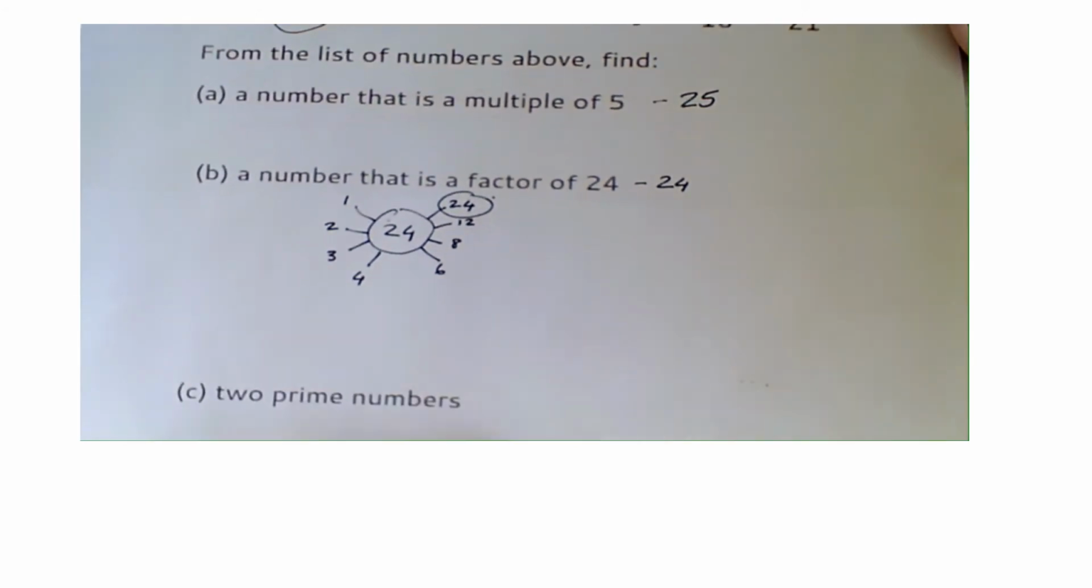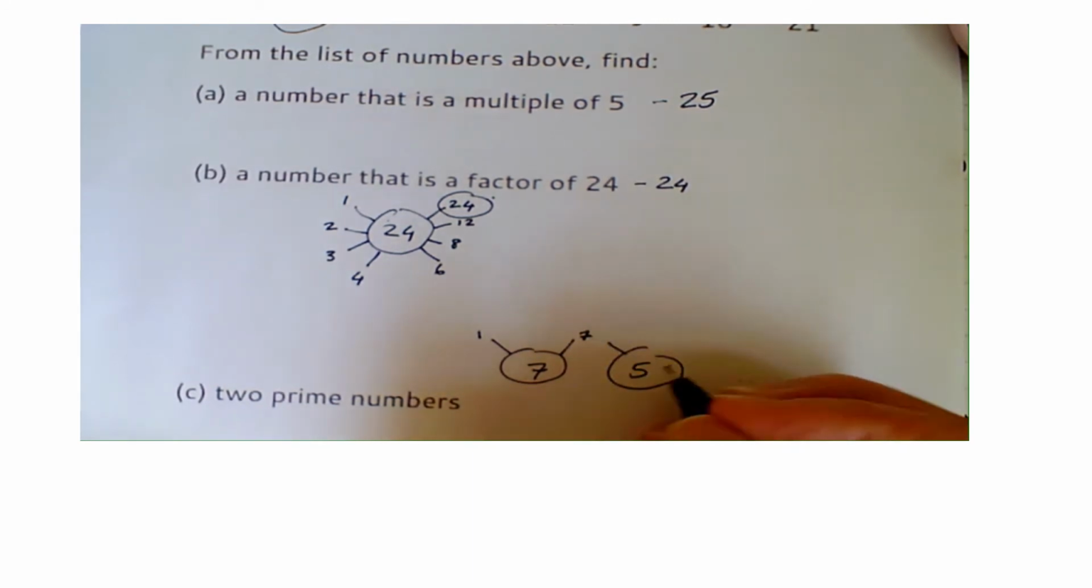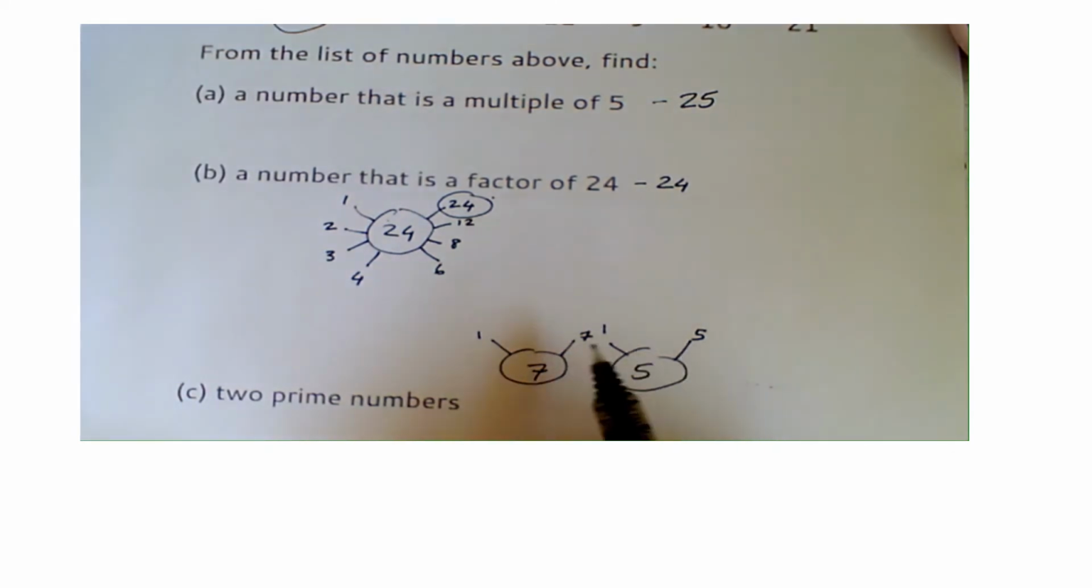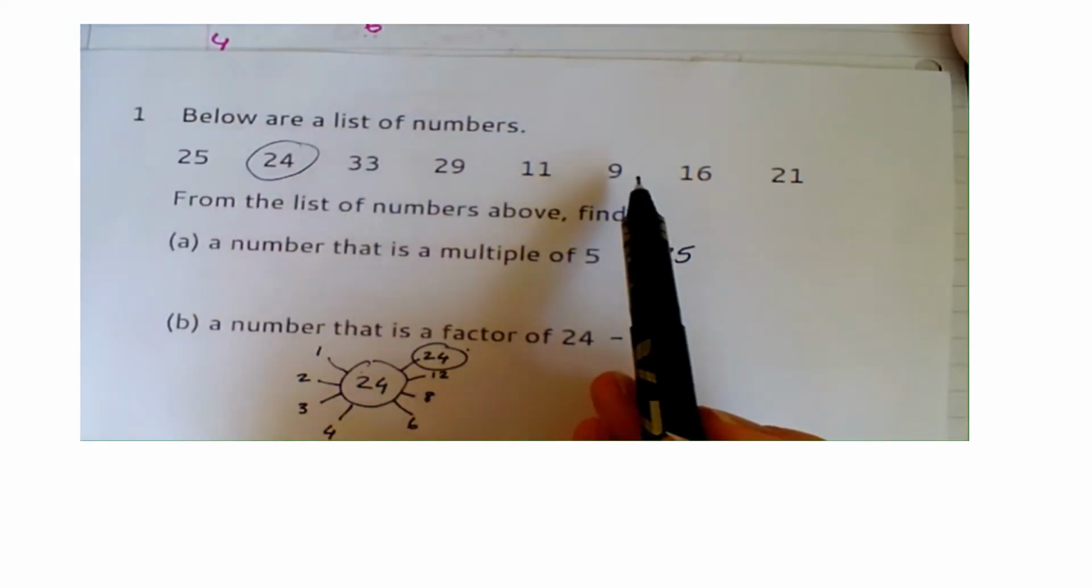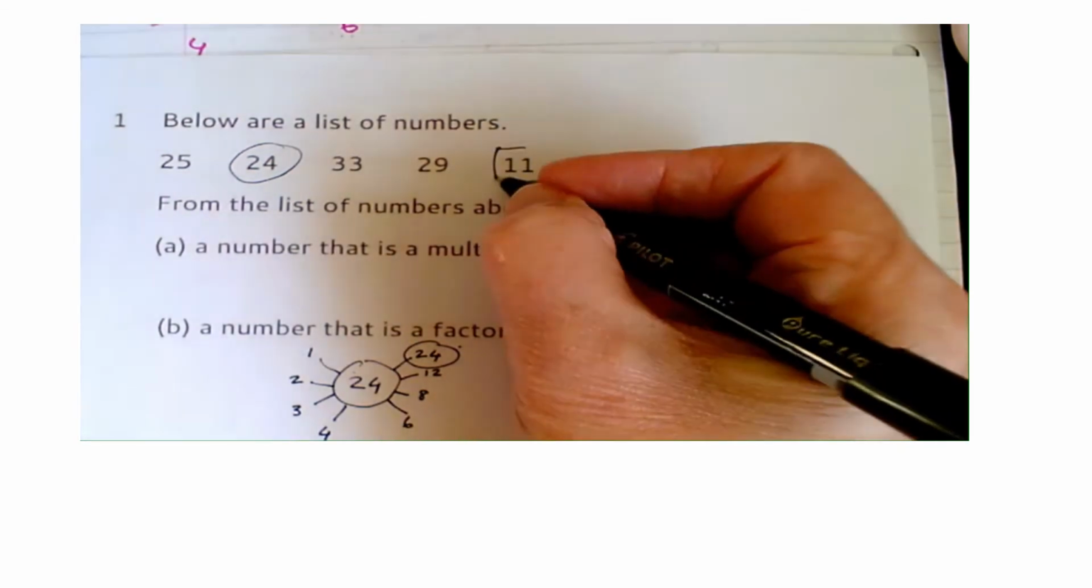The next question says, out of this list, I need to find 2 prime numbers. Now remember, prime numbers are numbers that only have 2 factors. So for example, if I have 7, I can only make 7 by multiplying 1 and 7 together. If I had 5, I could only make 5 by multiplying 1 and 5 together. So these have only 2 factors each, 1 and itself. So let's have a look. Which numbers here are prime? Well, I know that 11 is not in any other times table except for the 11 times table, so that would be a prime number.